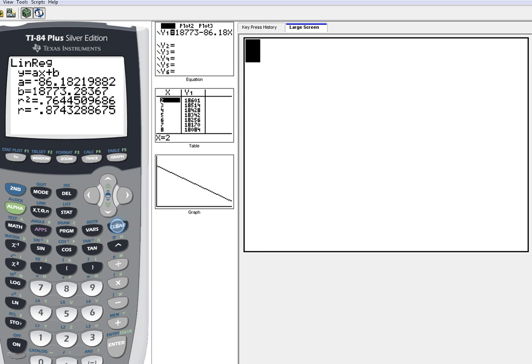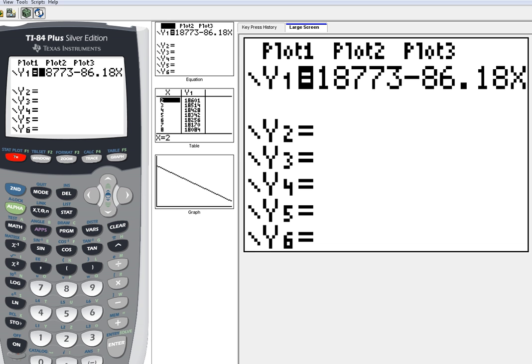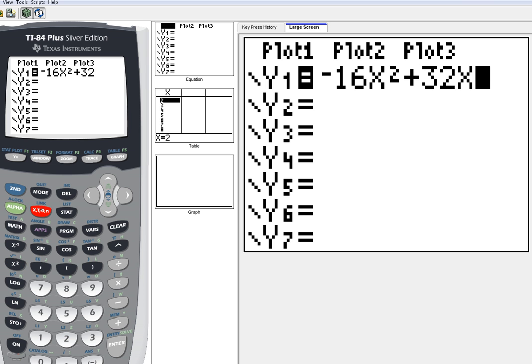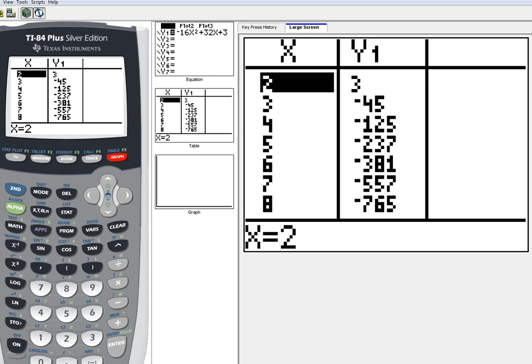So here we go. I'm going to go to my y equals, and then I'm going to go ahead and punch in the original equation. So I'm going to use negative 16x squared plus 32x, and then plus 3. Now, I already found the vertex, so I just want to look at this table and see where my values are near my vertex. So there's my table.